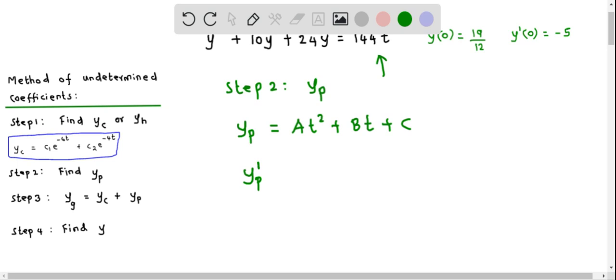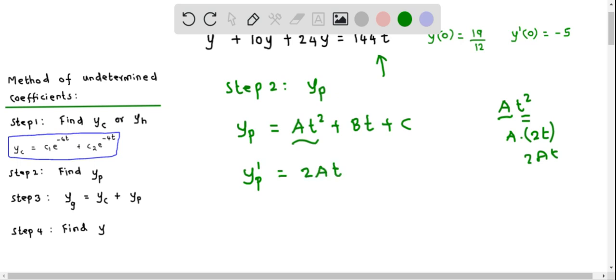So I write down yp prime, and this equals, we have to find the derivative of each term. The derivative of at squared: the a is a constant, we keep that as it is, and the derivative of t squared is 2t. So this is basically 2at.